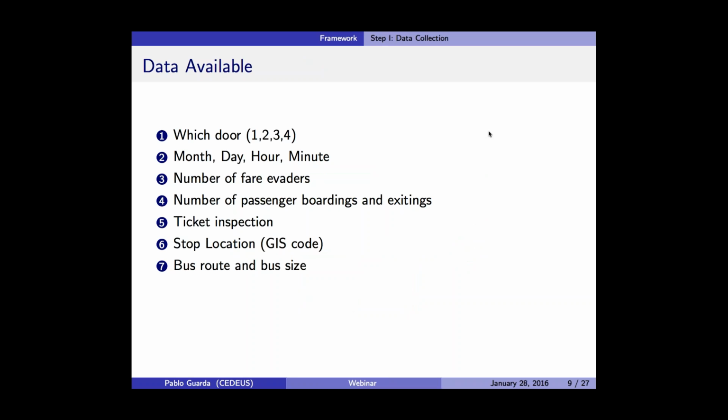The data available: firstly, in which door the observation was collected; the month, day, hour, and minute in which the observation was collected; the number of fare evaders at that door at a given bus stop; number of passenger boardings and exitings; if there is a ticket inspection monitoring passengers at the bus stop, which was measured; and the stop location, which can be inferred using the GIS code provided by the private operator; and the bus route and the bus size.